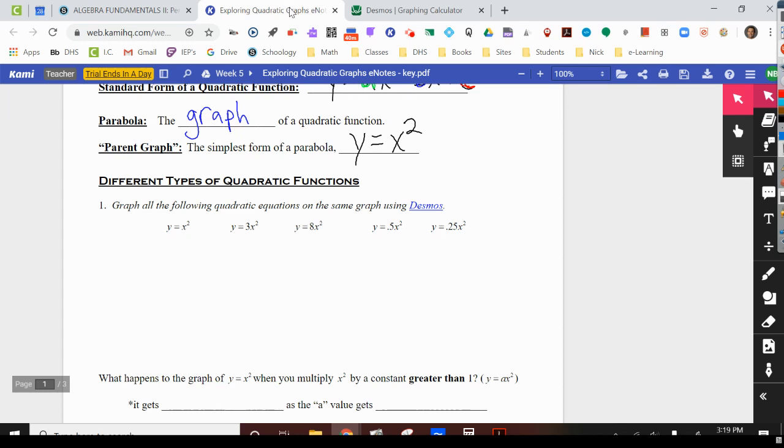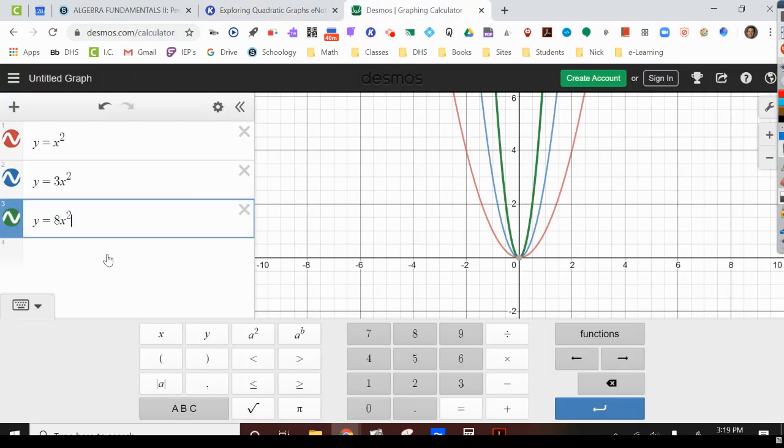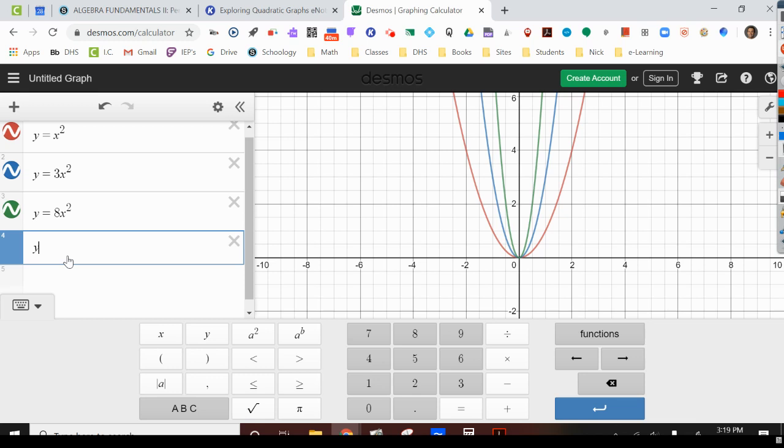All right, and now what else? We have y equals 0.5x squared, or like a half. All right, let's see what happens now.